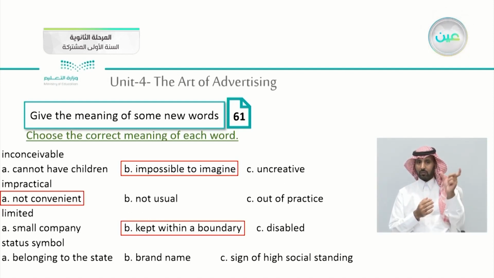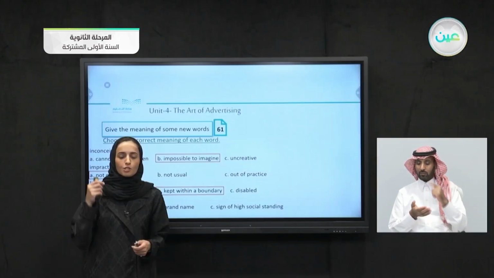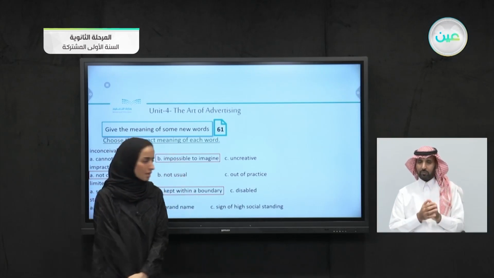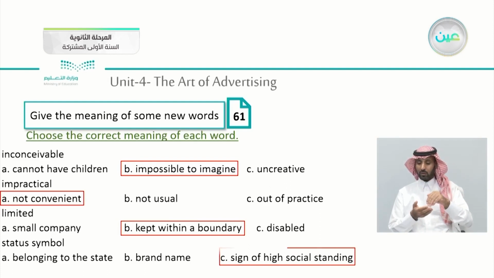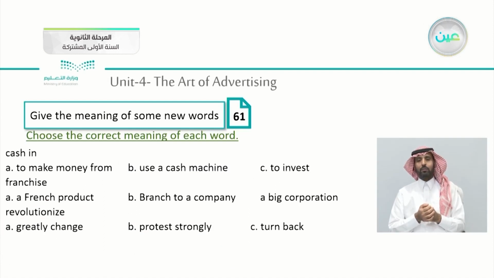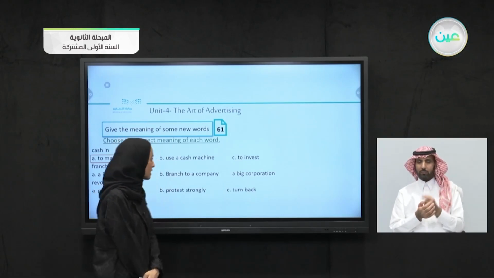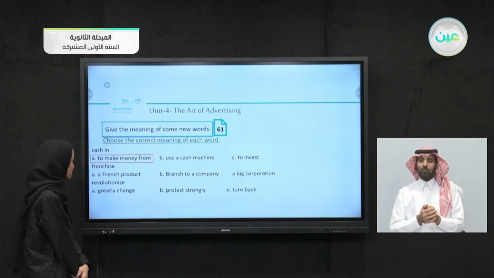Then, status symbol. What is a status symbol? Credit card in the past was a status symbol. Those people who are having the credit card are much better than the others. So we will say a sign of social standing. So they are a higher level than those who don't have a credit card. Let's continue in here. Cash in. What did we say about cash in? To make money from. We have spoken about it, like Hollywood made a movie about credit card. So they cashed in. They invested the money and they make money from it.